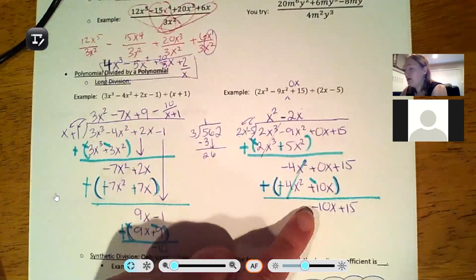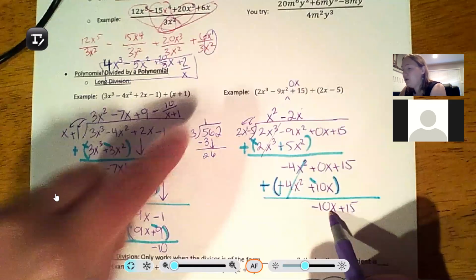And so last but not least, 2x times what gets me negative 10x?